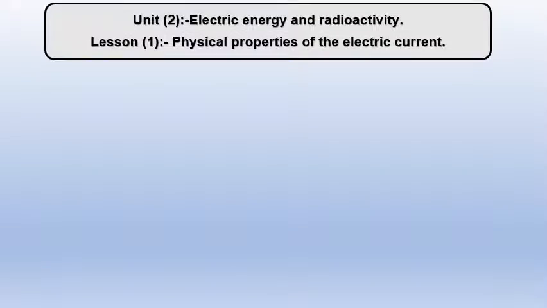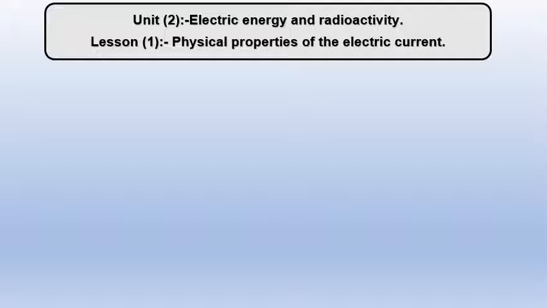Okay. Firstly, we must know what's meant by electric current. As you know from previous years, the electric current is a flow of free electrons. How can we obtain free electrons?